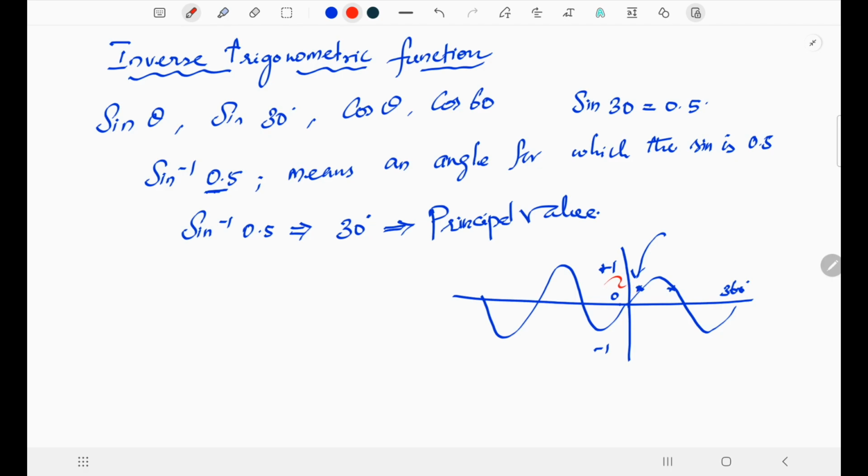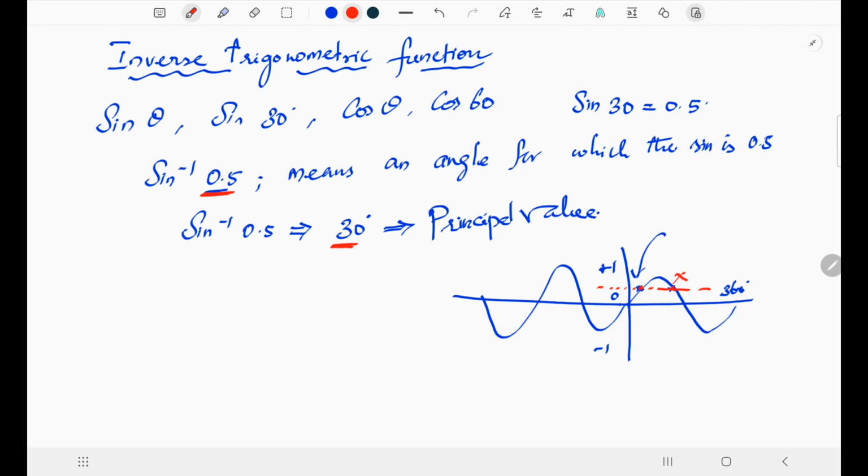Clear? So if you draw a line at 0.5, it cuts the graph at 2 points. One is here, one is here. So the calculator will return the principal value, that is the first value. It will not return the second value.